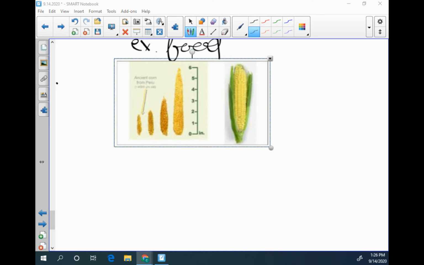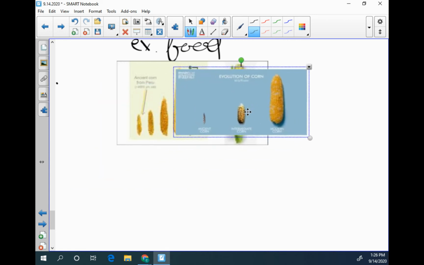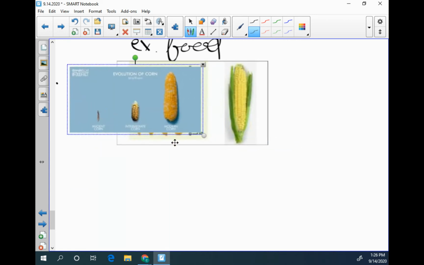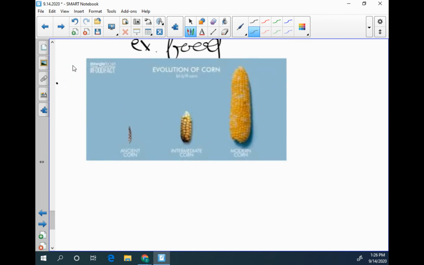So we got from this little nub thing to the ears of sweet corn that you see at farmers markets. Because we humans decided that we wanted corn to look like this.